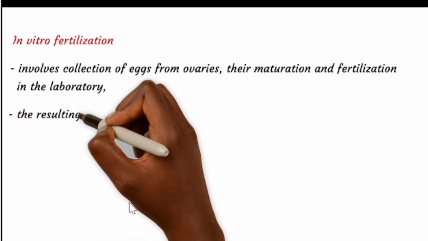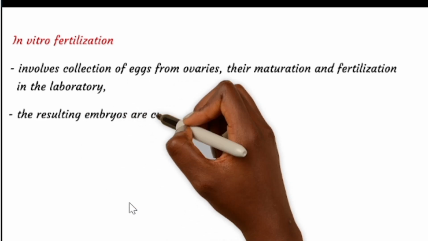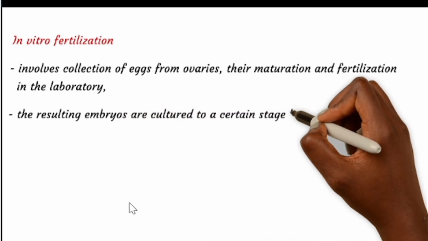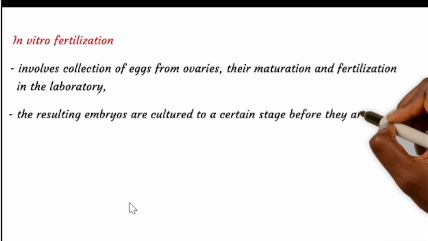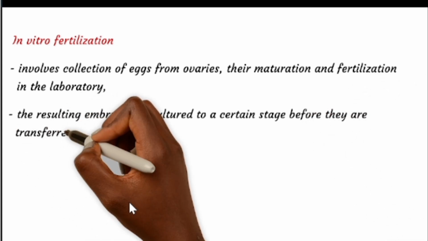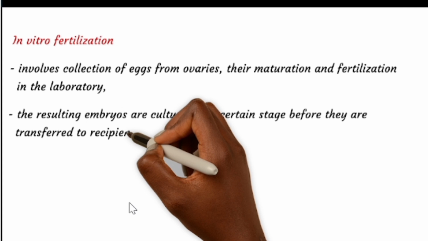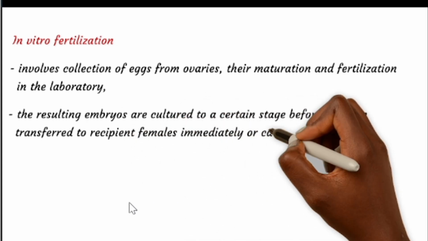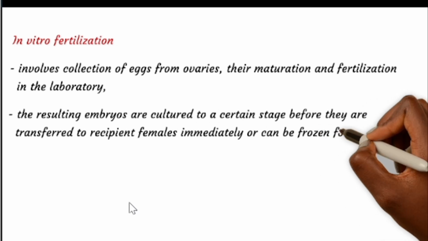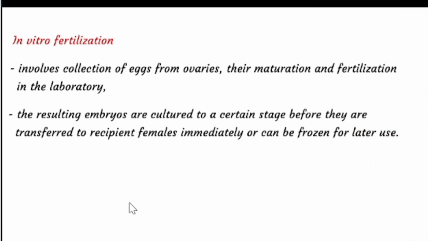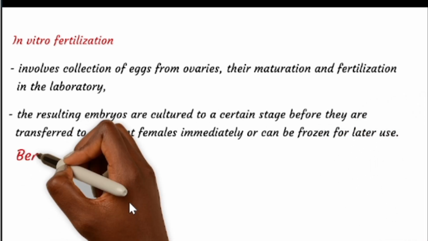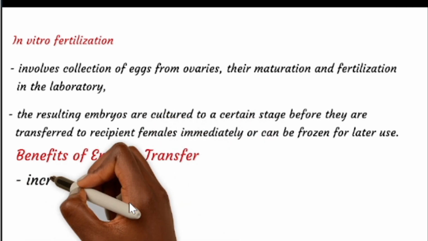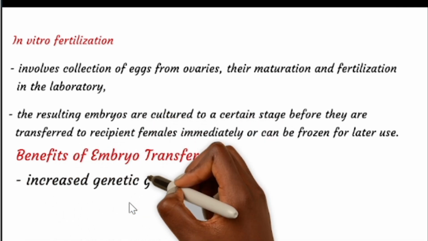So the resulting embryos are then cultured. You have to culture them to a certain stage before you can transfer them to the recipient females, which you must have conditioned, and that should be done immediately, or the fertilized egg can be frozen for later use. So what are the benefits of embryo transfer? What are the benefits in animal breeding?